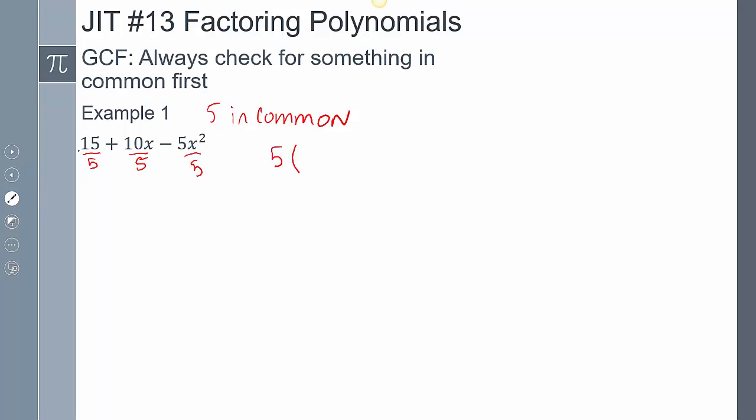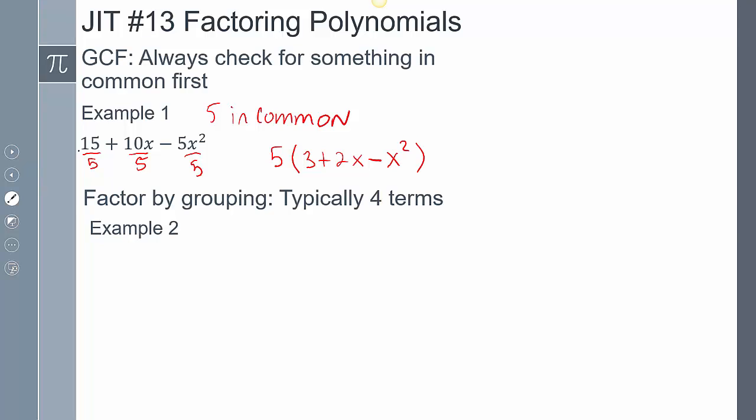And so because there's a 5 in common, I can write this 5 on the outside, and it's like I'm dividing every single term by 5. So 15 divided by 5 is 3, plus 10x divided by 5 is 2x, and then these 5's cancel out, and so I'm going to get minus x squared. And so this right here is going to be my answer for that.